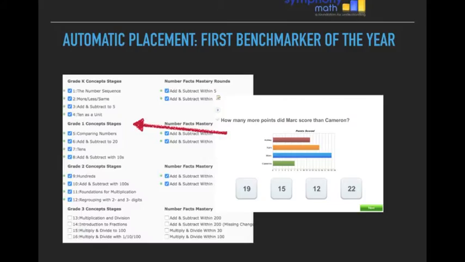When students take their first benchmark of the year, they will be placed into the program depending on what their scores were.